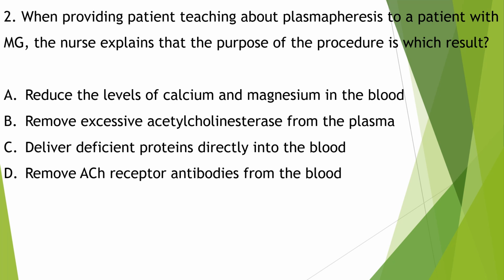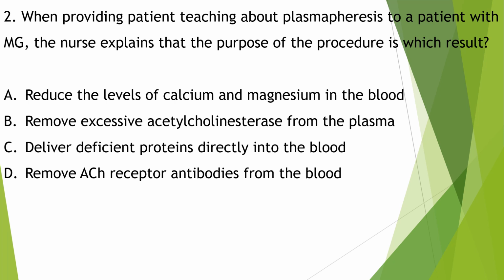Plasmapheresis is a treatment of choice for myasthenia gravis. During plasmapheresis, the patient's blood is removed through the arterial lumen and circulated through the plasmapheresis machine, which removes the antibodies that block the acetylcholine receptor function.